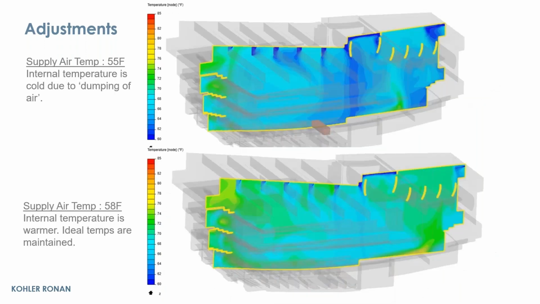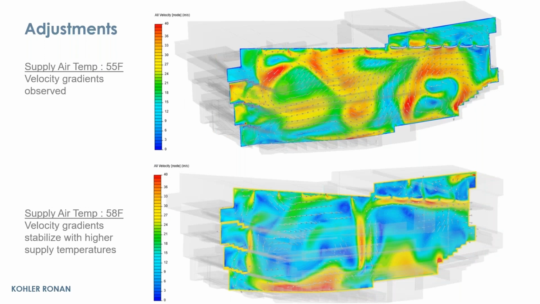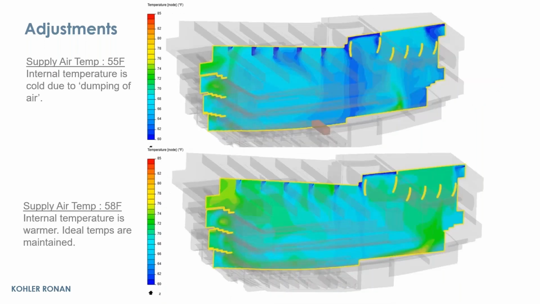Again, these cases were baffles closed. If you see, this is when the baffles are open. You see that the air kind of just dumps. We saw that there was a danger of air dumping downwards and creating this cold mass. So again, resetting these temperatures helped us get those ideal temperatures that we were expecting. Again, proof of concept, which was working fine.